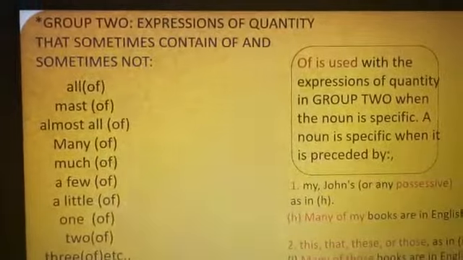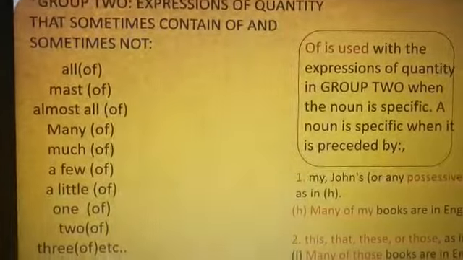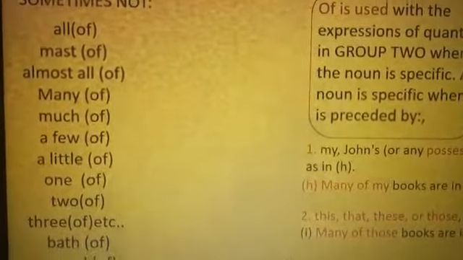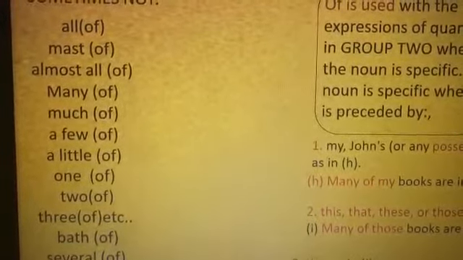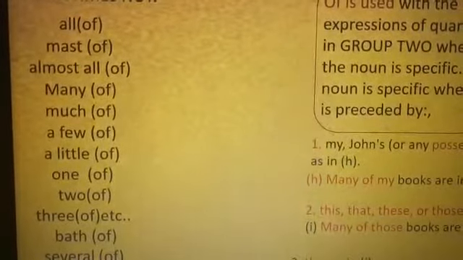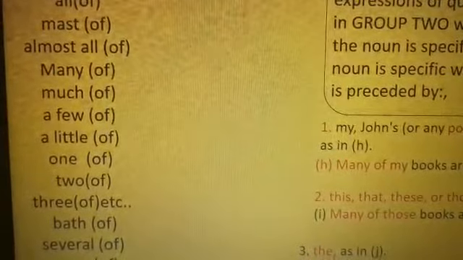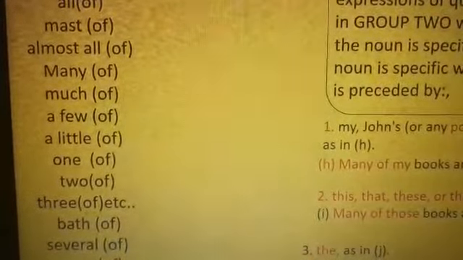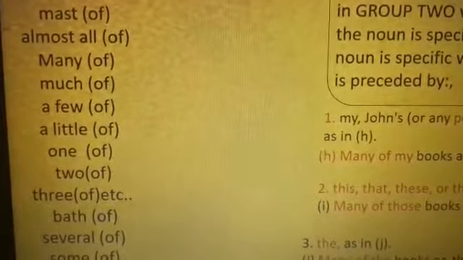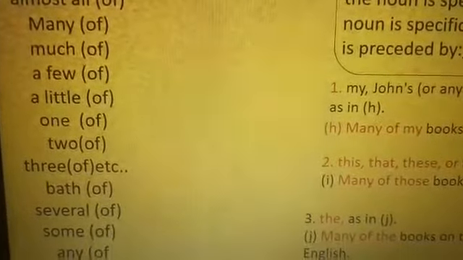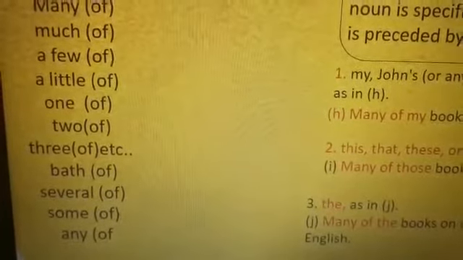Group 2: expressions of quantity that sometimes contain of and sometimes not. We can say all or all of, most or most of, almost all or almost all of, many or many of, much or much of, a few or a few of, a little or a little of, one or one of, two or two of, three or three of, both or both of, several or several of, some or some of, any or any of.